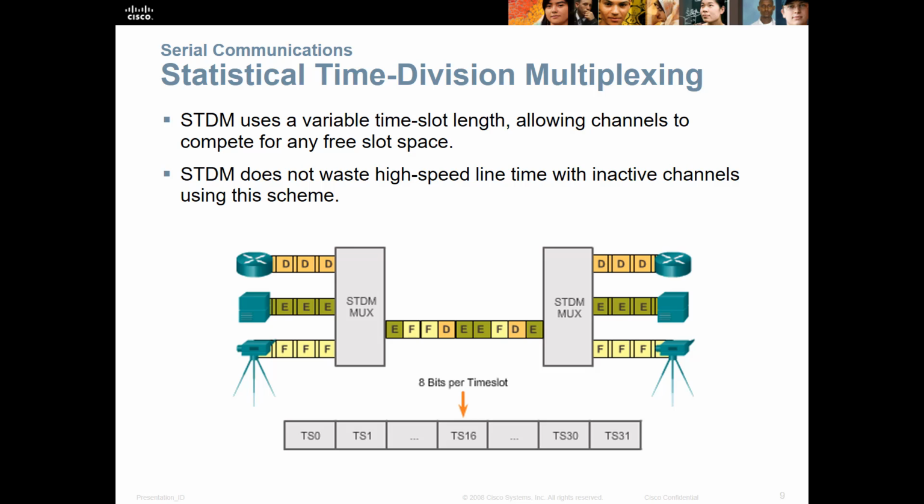Statistical time division multiplexing will actually take and look at, well, what is sending the most? And it will then carve out that time slot based off of the available channels. That way, the items that are the most critical get more time on the wire.